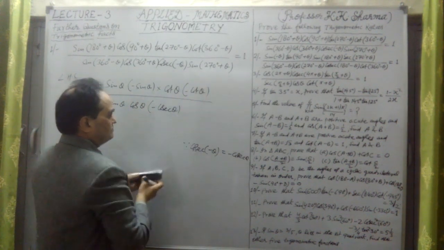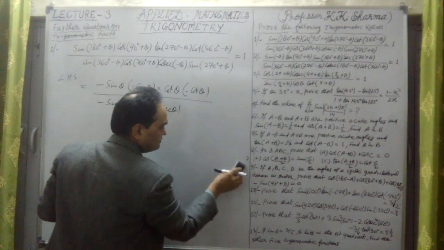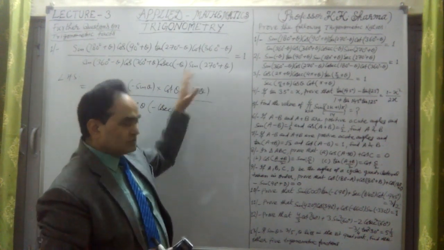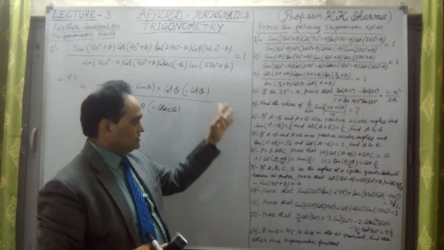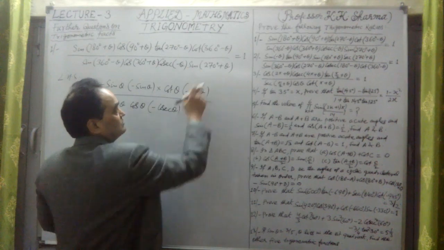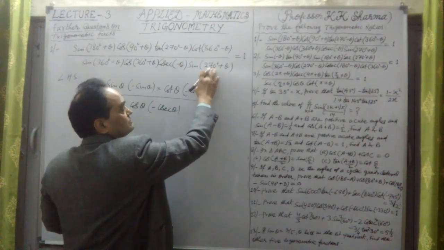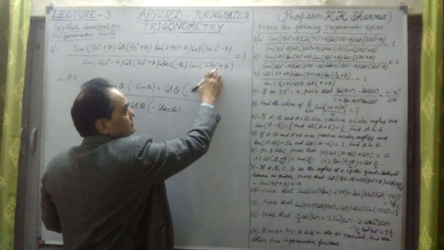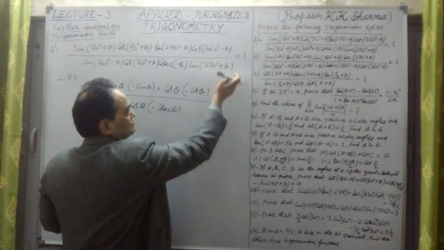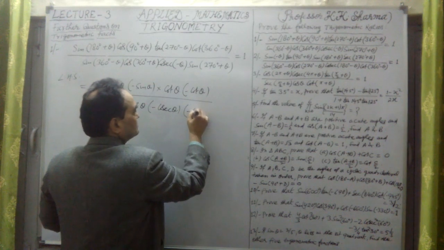Sin 270 degree plus theta. Now 270 plus theta will fall in the fourth quadrant. In the fourth quadrant, sin is negative, but it is 3 pi by 2, 270 degree, a multiple of 90 degree. Sin will become cos, but negative: minus cos theta.